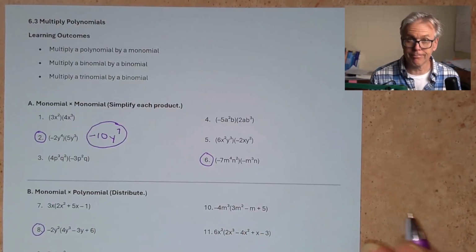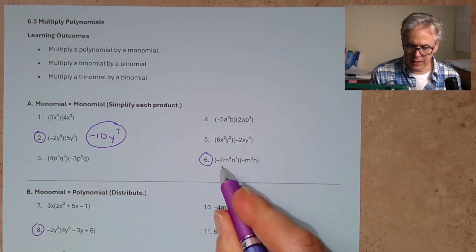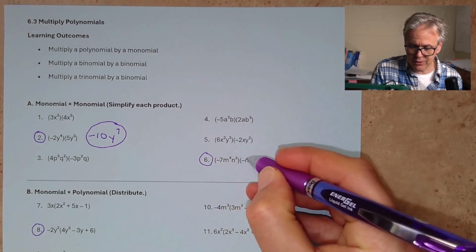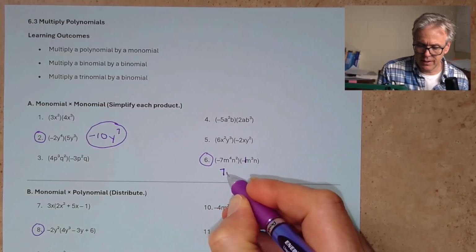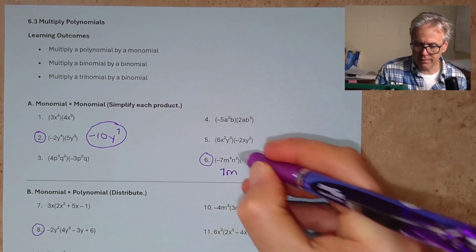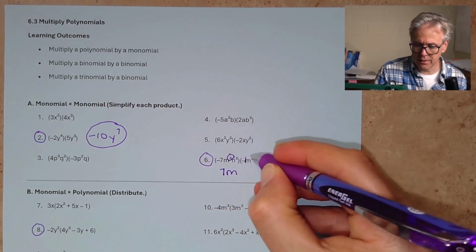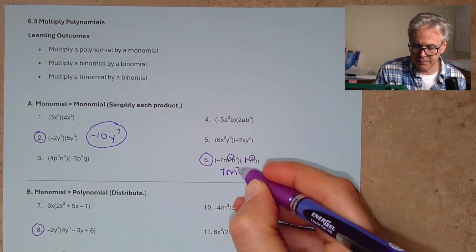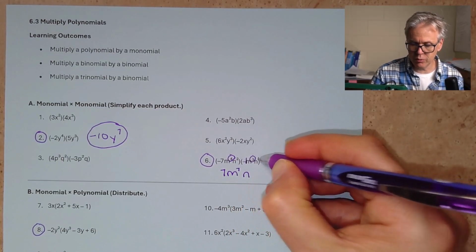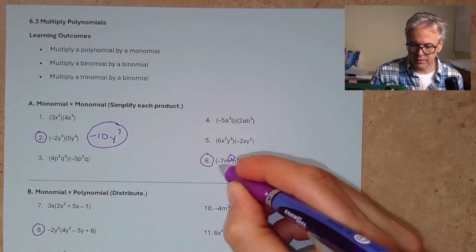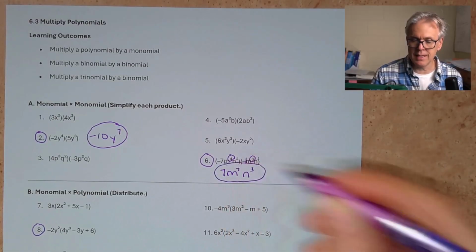this one. All right, welcome back. So we're going to go ahead and say negative 7 times a negative understood 1. I'll pencil that in. That's going to be a positive 7. And I have m to the what? I've got a 4 and a 3. Add those together, I get a 7. n to the what? 2 plus understood 1 is 3. So 7m to the 7th n cubed.